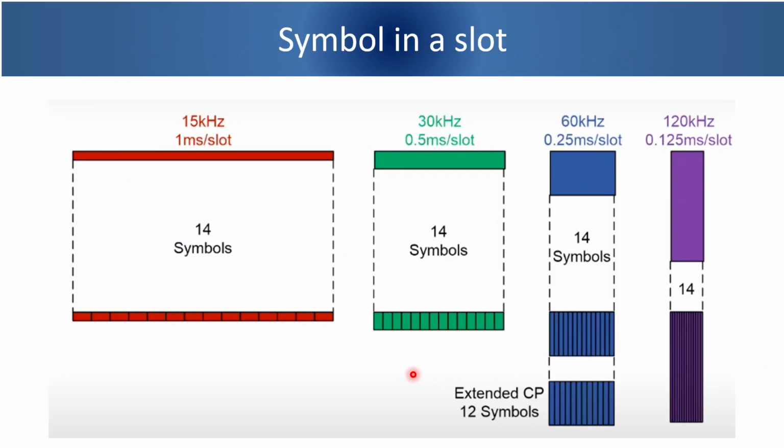So let us look at symbol in a slot. So here you can see that you are able to accommodate 14 symbols in this much big time of 1 millisecond. Now your slot duration has become half, that is 0.5 millisecond in case of 30 kilohertz subcarrier spacing, but you have to accommodate symbols in 0.5 milliseconds. So within 0.5 milliseconds 14 symbols are accommodated.